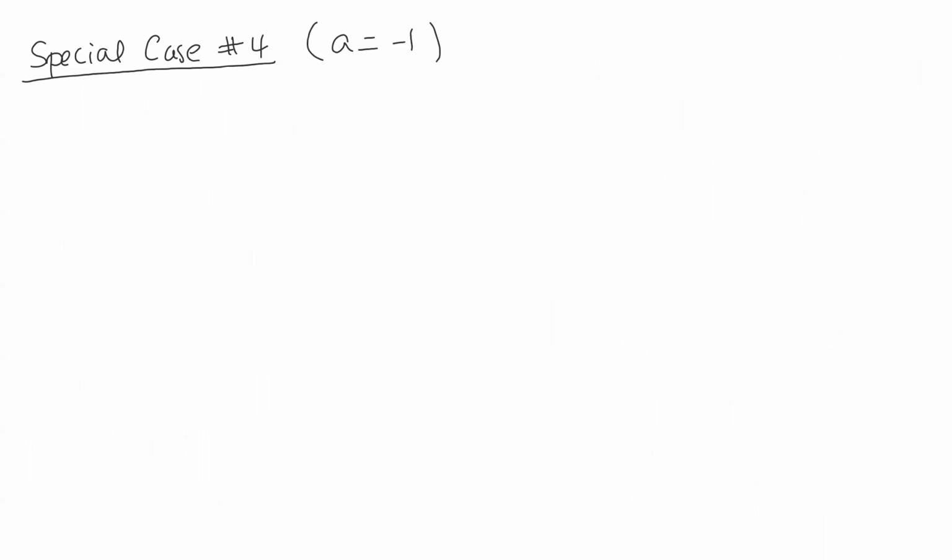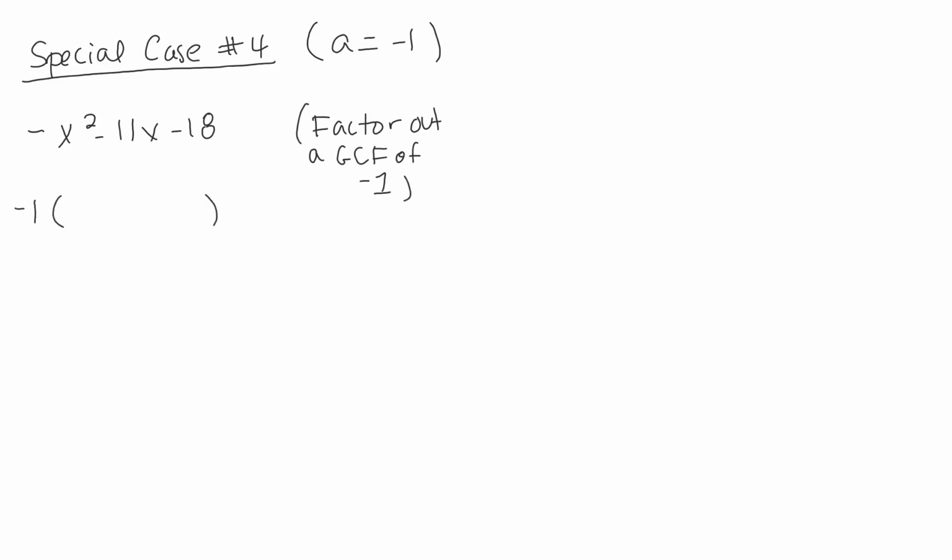So let's say we had something like negative x squared minus 11x minus 18. Remember earlier in the two videos we've already done, we said if the lead term was negative, you had to have a GCF that was negative. Well, the issue here is we don't have a GCF, we just have this negative. So what you have to do here is factor out a GCF of negative 1. All right, so I'm going to go ahead and factor out the negative 1. You can show this, but as you get more comfortable with factoring, this is something you can definitely do in your head.